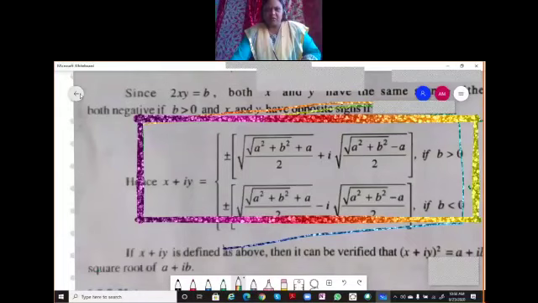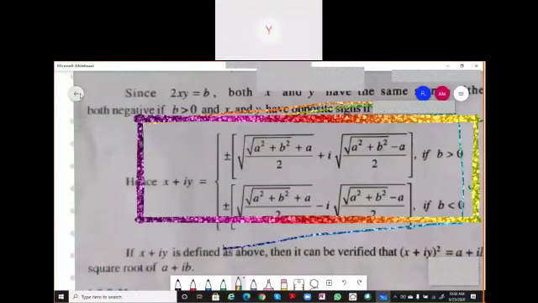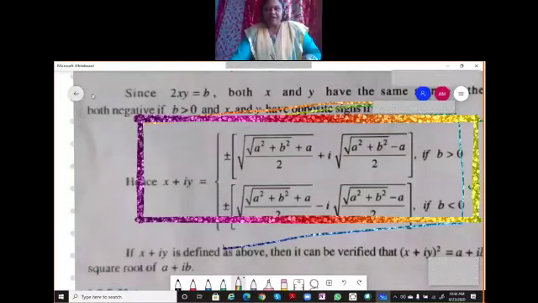Okay, so let us solve one problem, and I will close this session after solving one problem on the square root of z. Let me take another board.